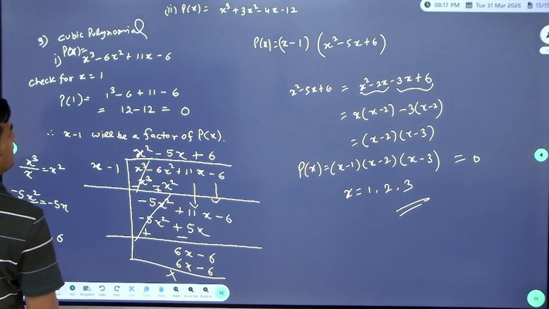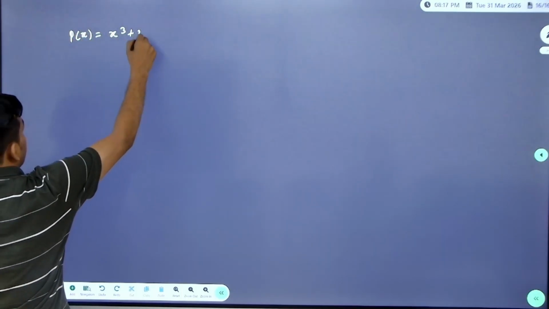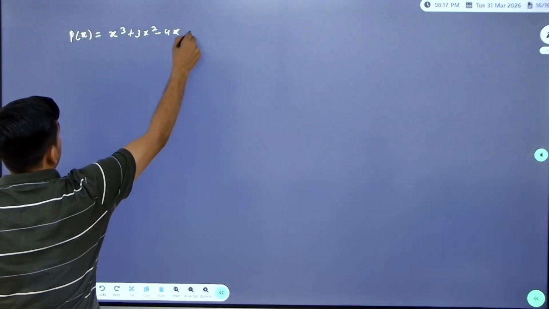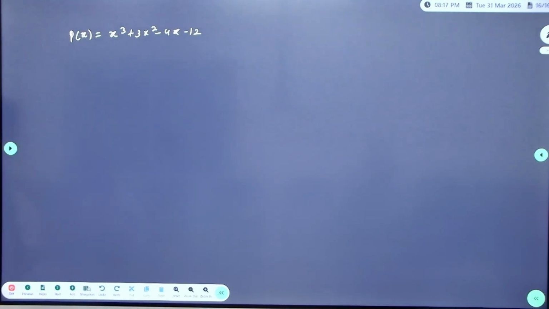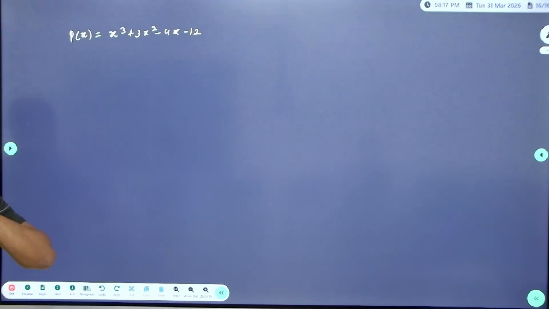So the second one is x cube plus 3x square minus 4x minus 12, and we have to find the zeros of this polynomial. When you check it for x equal to 1, it is not equal to 0. Even if you check it for x equal to minus 1, that is not working. When 1 and minus 1 don't work, and this is an even number, we'll take x equal to 2 also.